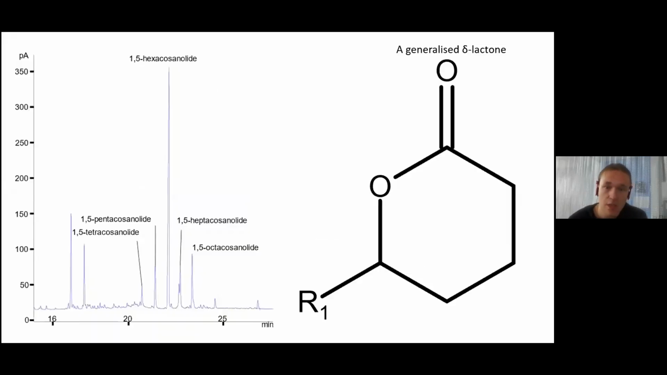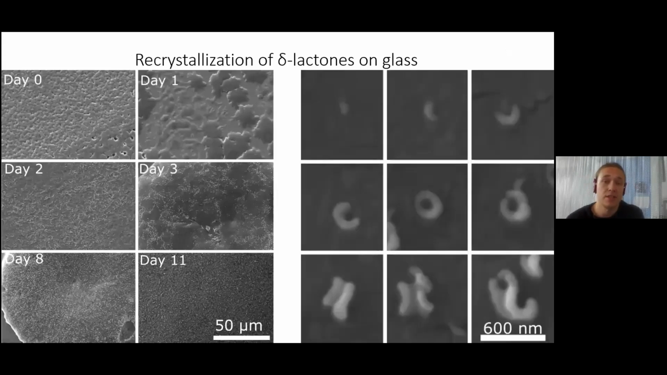So using GCMS, we show that it's delta lactones. So that's a very rare component in plant waxes. It's actually only ever been found in another species in the Cerinthe genus, in Cerinthe minor, which is quite interesting on its own. And what's also very interesting about these wax crystals, this wax component, is that it recrystallizes spontaneously.